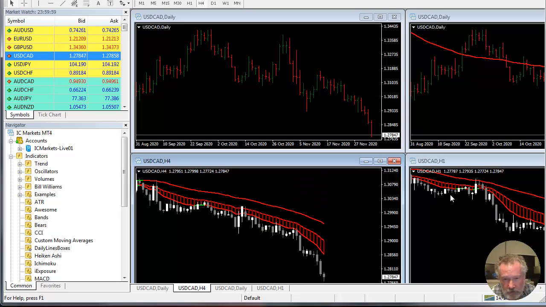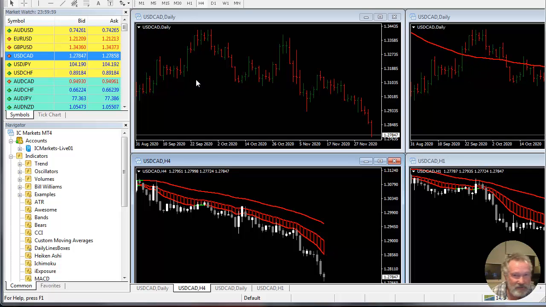And I'll explain what the charts are in a little while. So the first chart is a daily chart with nothing on it. That is exactly the same as the chart I just showed you. You can see there is clearly a downtrend. Now the chart on the left here, you can see it's got a red line on it.